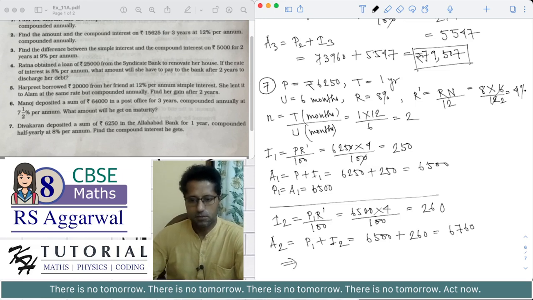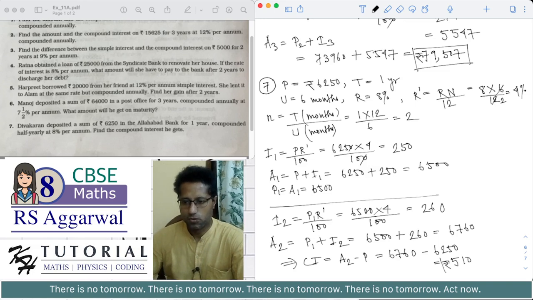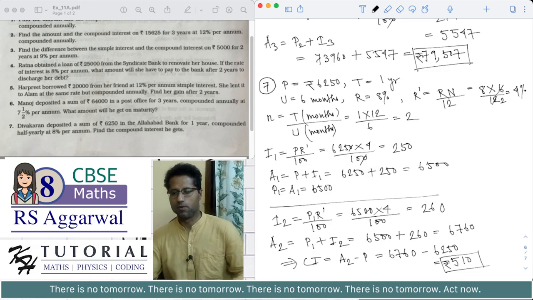So this implies compound interest is equal to A2 minus P. This is equal to 6760 minus 6250. This is equal to 510. So rupees 510 is the compound interest.